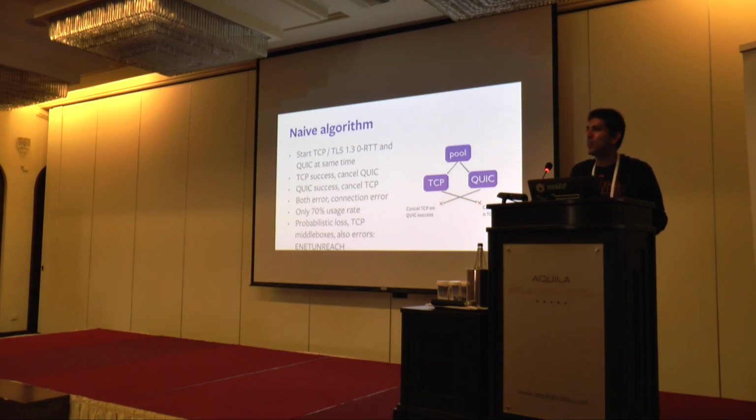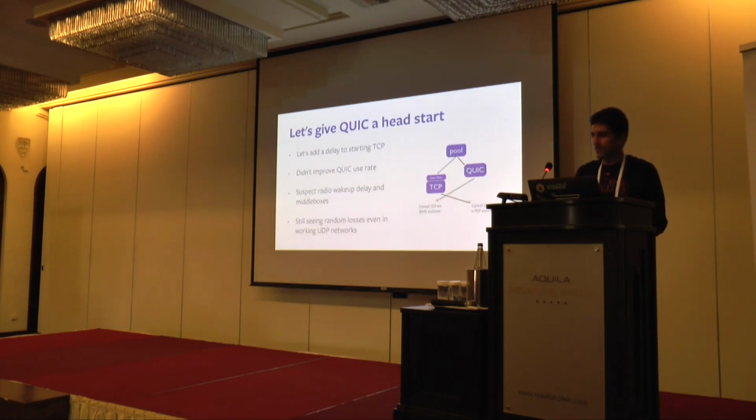We're not really sure what the cases are, but 70% is bad, so we need to do something better. So our next iteration of the algorithm, let's just give QUIC a head start. Like this probabilistic loss thing, let's look away and say that this didn't happen. So we just give QUIC a 100 millisecond head start and start the TCP connection, and same thing, cancel the QUIC connection if TCP comes back first, and vice versa.